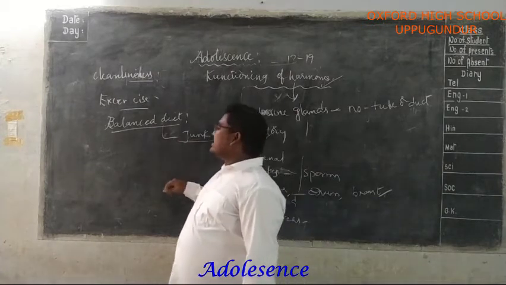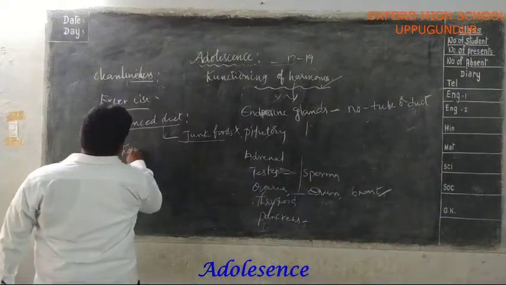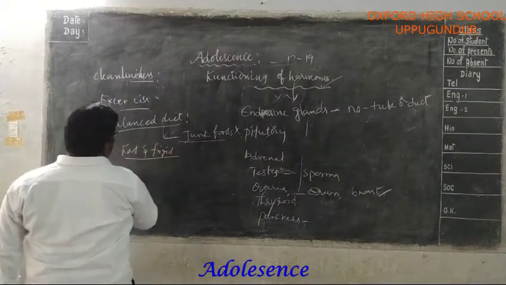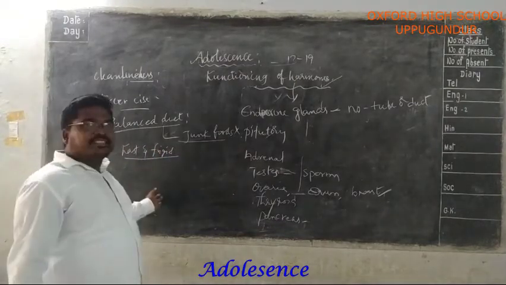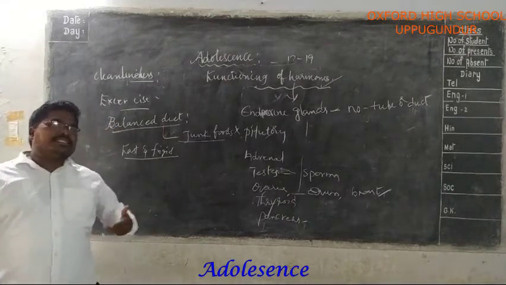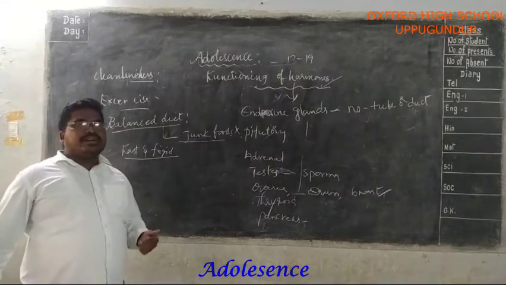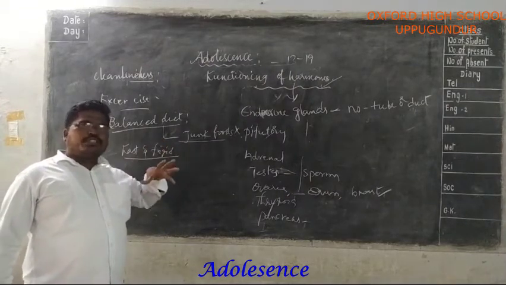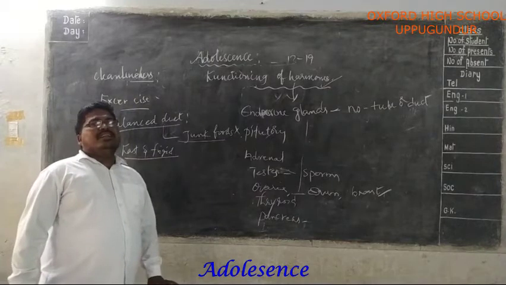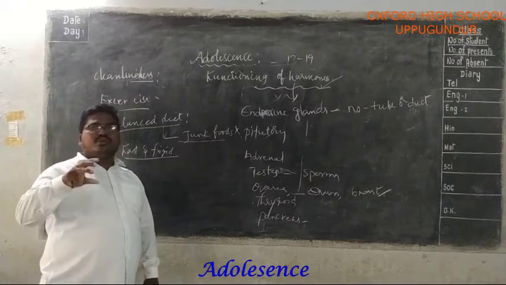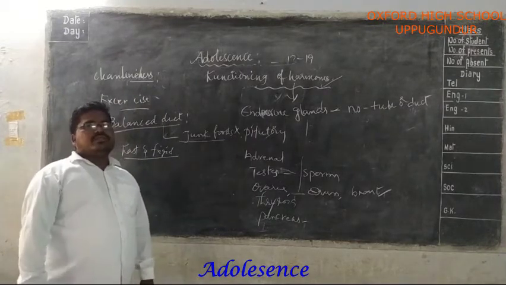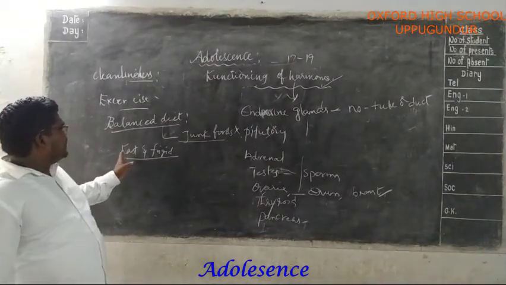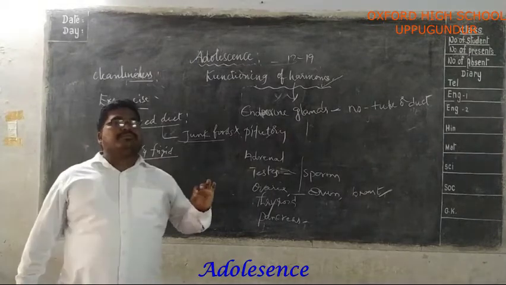Next one, fast and freezing. In most cases, the adolescents are very fast. They take decisions faster than others, and they do their work also like that. They cannot be forced to do any work by others. They can't do work by force. Because of that, sometimes they are very fast and sometimes they are freezing.